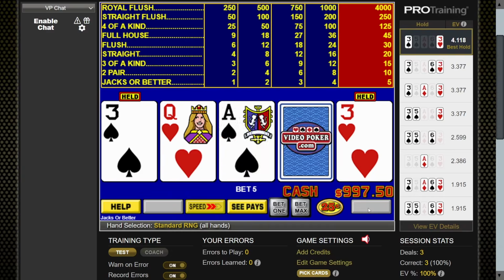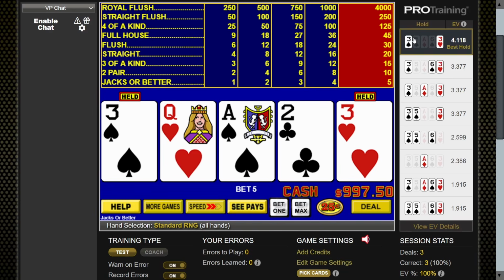Let's see if we win. Okay, we didn't win, but we did make the right move. So you can see here, the expected value was 4.1, and the straight flush was actually 2.59. So there were other things to do, like hold a pair and one other card, which you don't want to do. You want as many chances as you can to get that third or possibly fourth 3. So let's go to the next hand.